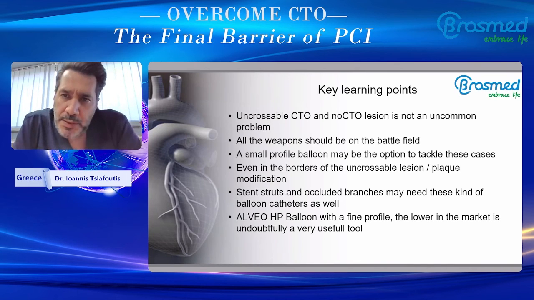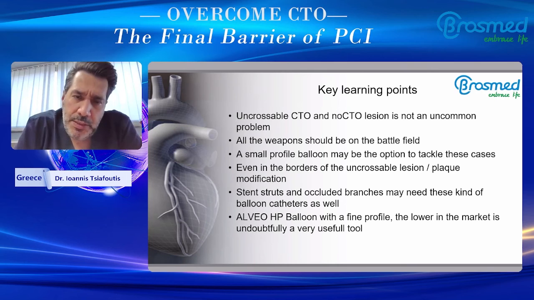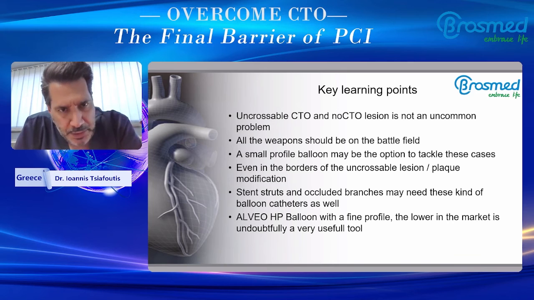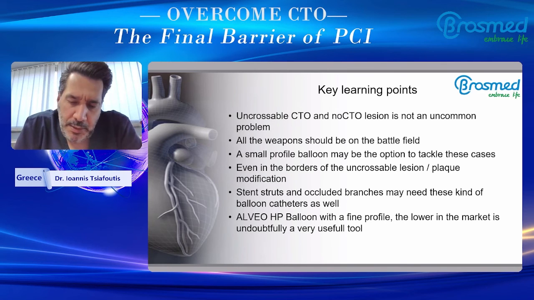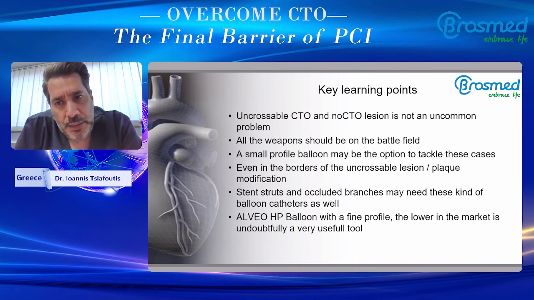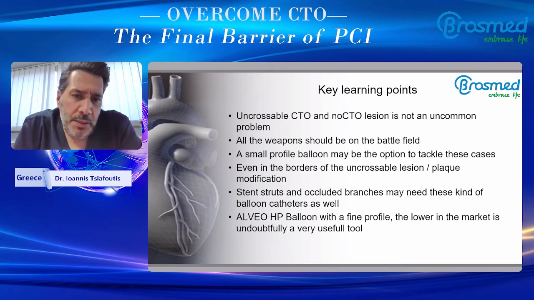So the key learning points: uncrossable lesions, CTO and non-CTO, are not an uncommon problem. It comes up in about 10% of the CTO cases that we do every year. And before we had these weapons in our hands, we really had problems treating these cases. So all the weapons that we can use should be on the battlefield. A low-profile balloon may be the option to tackle these demanding cases. And even at the borders of the uncrossable lesion, by dilating with such balloons, we can do plaque modification and solve our problem.